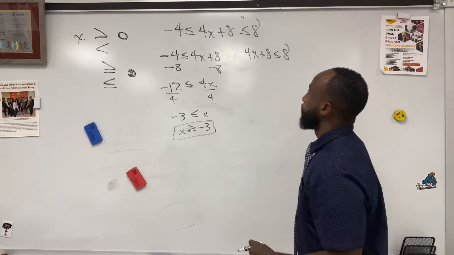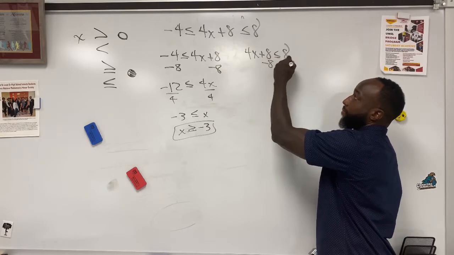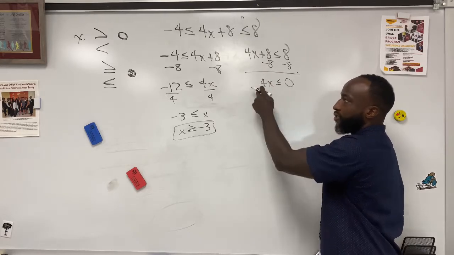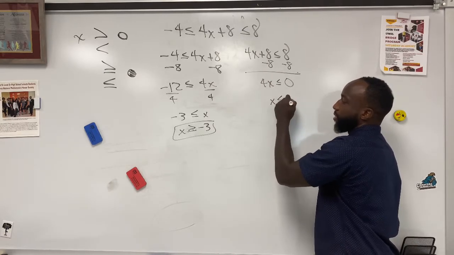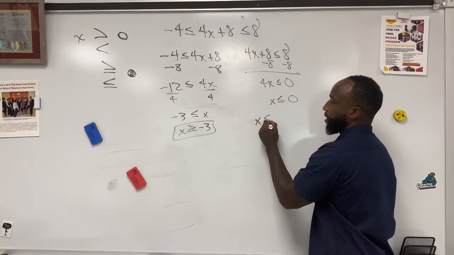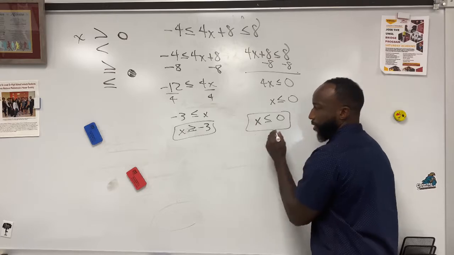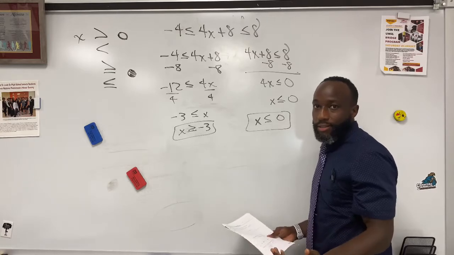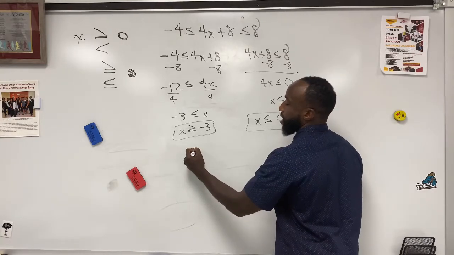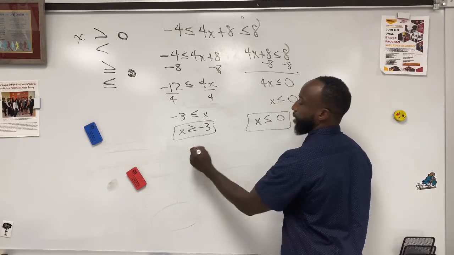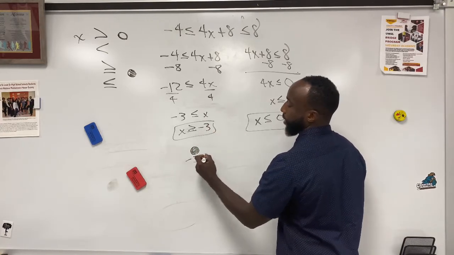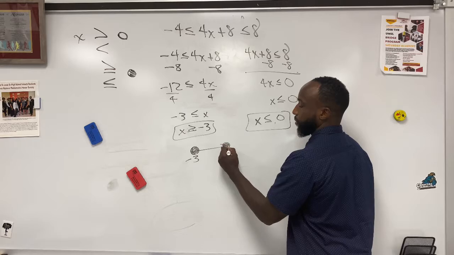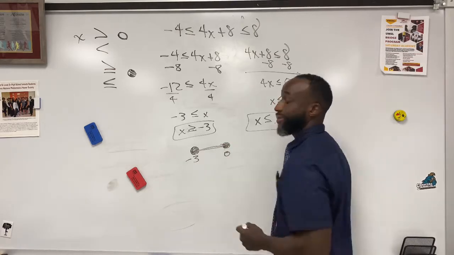That's the first one. The second one, we're going to subtract 8 from both sides. So you get 4x is less than or equal to 0. When you divide by 4, x is still going to be less than or equal to 0. If you look at both of these, the arrows are already running into each other, and that's what an and inequality looks like. So let's do it. We're gonna start at -3. Closed circle, -3, greater than. Then at 0, closed circle, 0. So this is what it looks like.